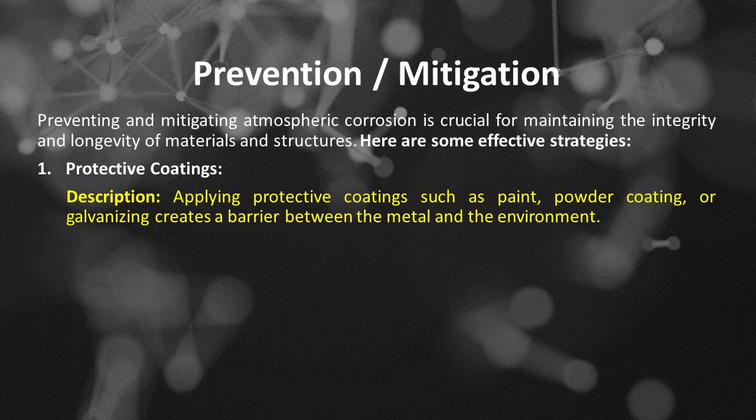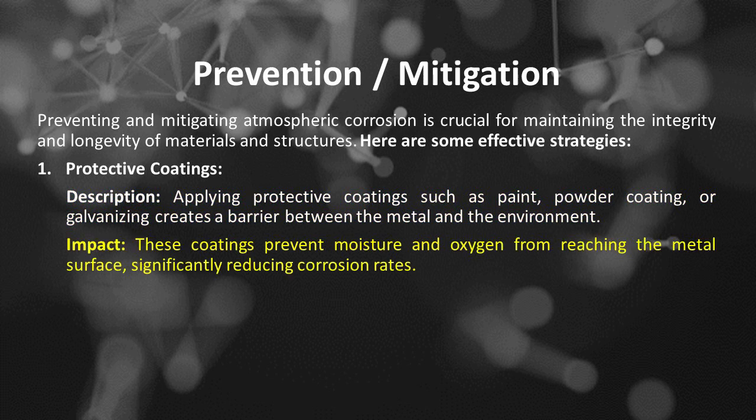Protective coatings description. Applying protective coatings such as paint, powder coating, or galvanizing creates a barrier between the metal and the environment. Protective coatings impact. These coatings prevent moisture and oxygen from reaching the metal surface, significantly reducing corrosion rates.